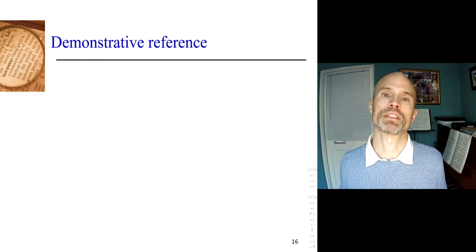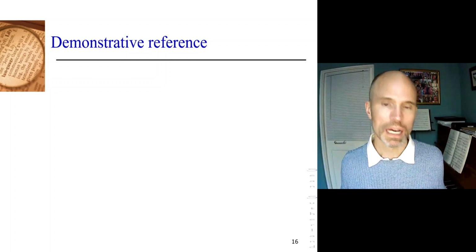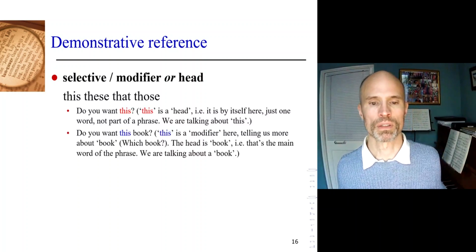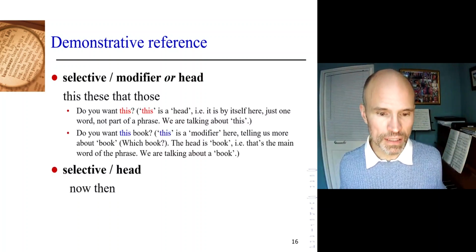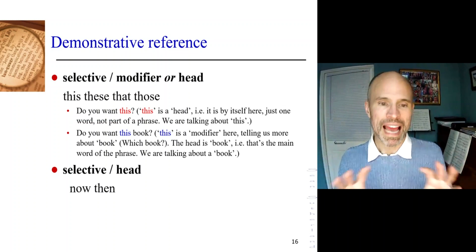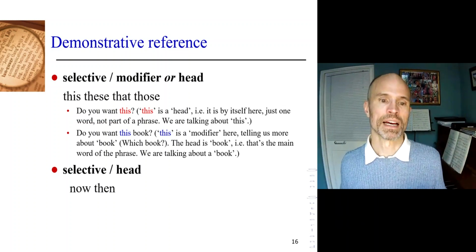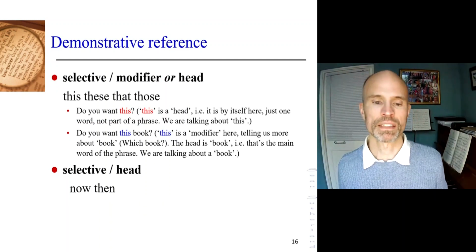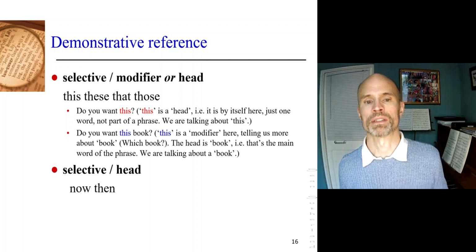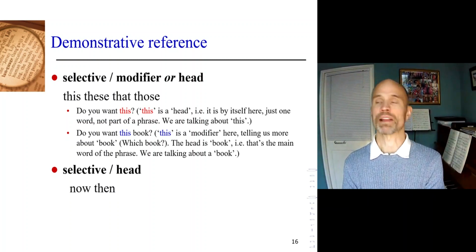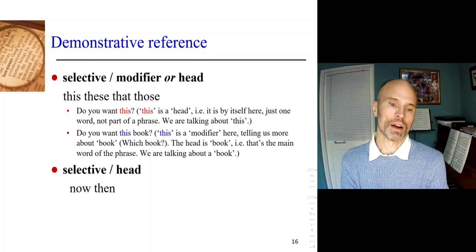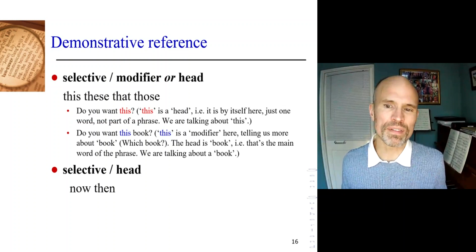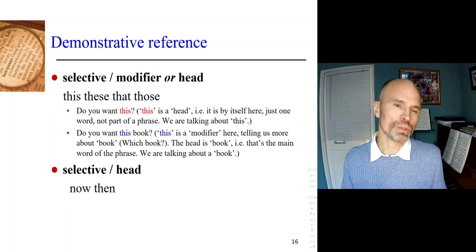Demonstrative then. Demonstrative references, the list is shorter, and I think you'll find that it's quite intuitive. Let's skip the words in bold for a minute and just look at the types, right? This, these, that, those are demonstrative references, and now and then are demonstrative references, right? This, these, that, those are called selective, as are now and then. Whenever you use this or that, you have to choose something.